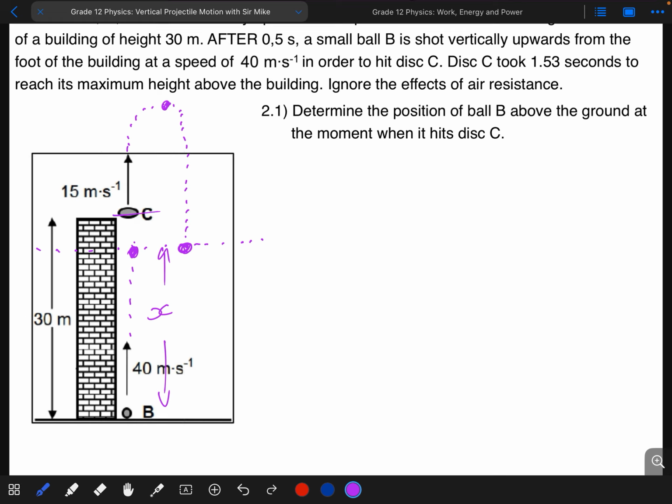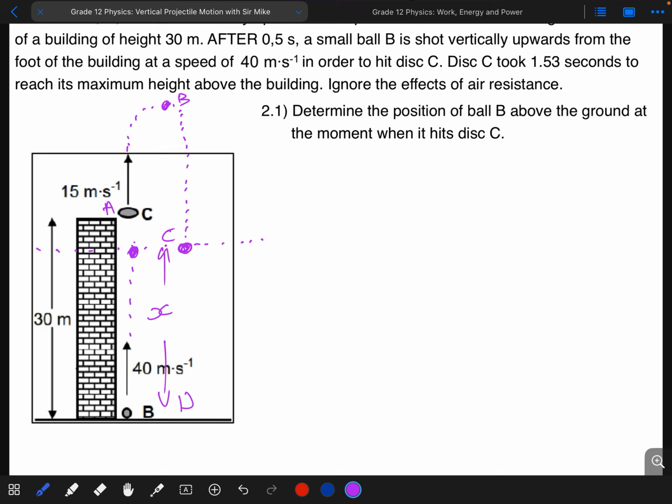So I'm simply going to let this point be point A. This will be point B. This will be point C, where they passed each other. And this will be point D.